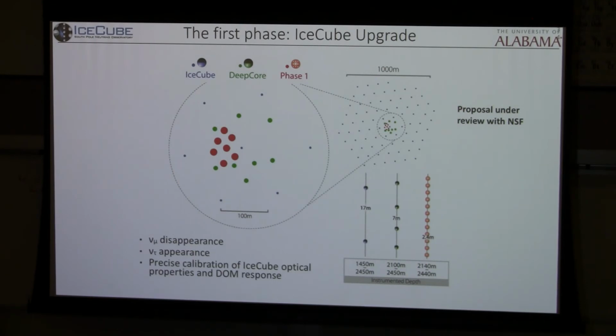So the strings we're looking at would have 2.4 meter spacing between the modules, with over 100 modules on the string, so it would be a very dense array. And then the space between strings would be on the 10 to 20 meter level, which would enable us to probe the ice at lengths that are shorter than the IceCube scattering length for the first time.